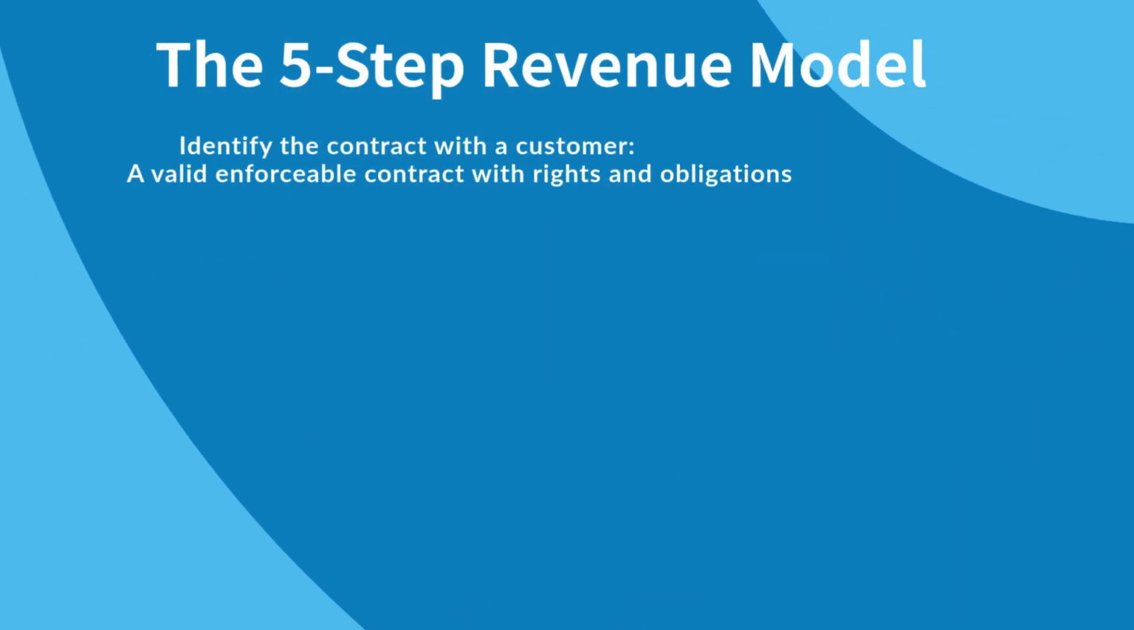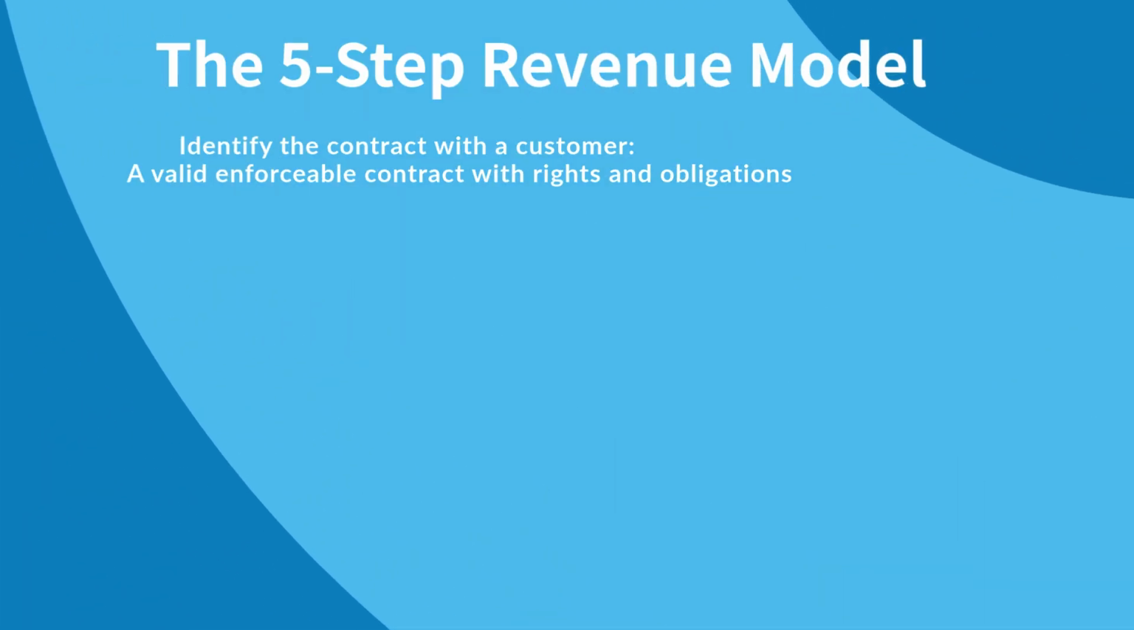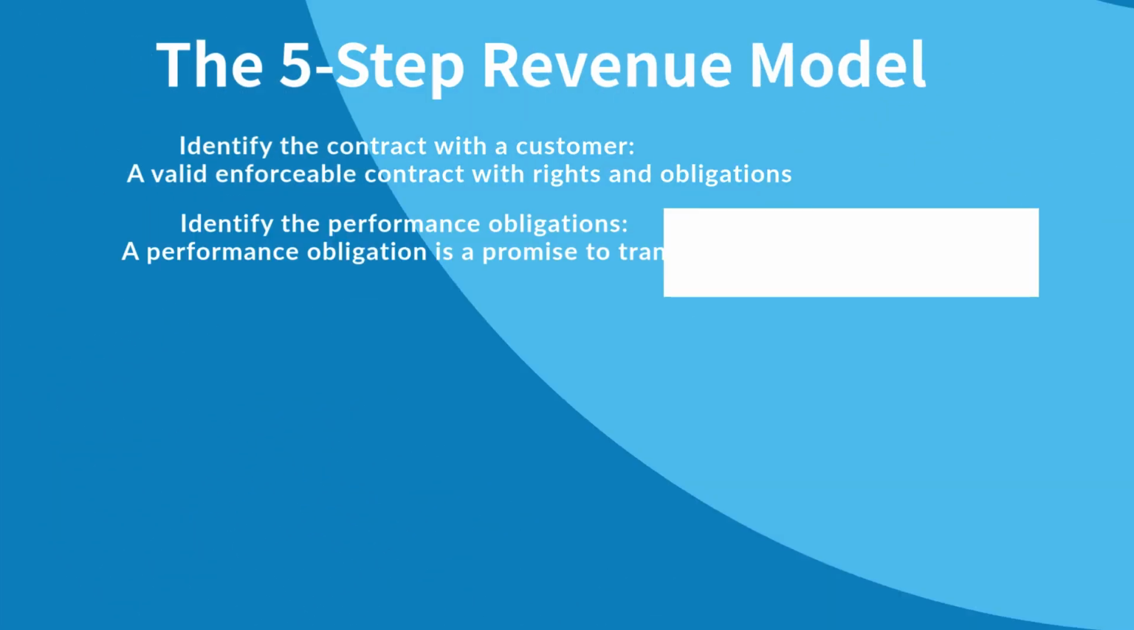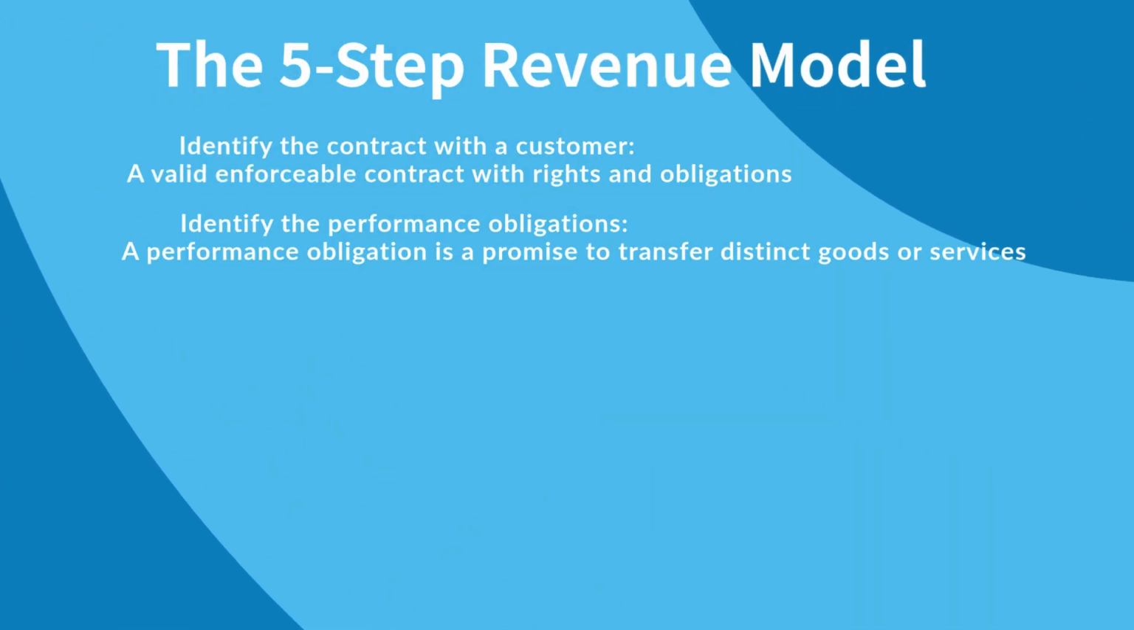Now, IFRS 15 has a five-step method to make this easier to follow. Step 1 is to identify the contract. Basically, make sure there's a real agreement between you and the customer. Step 2 is to identify the performance obligations. This just means figuring out exactly what you promised to deliver.